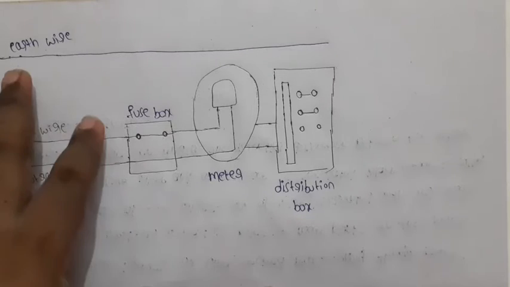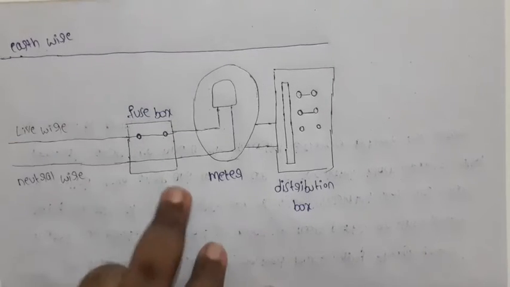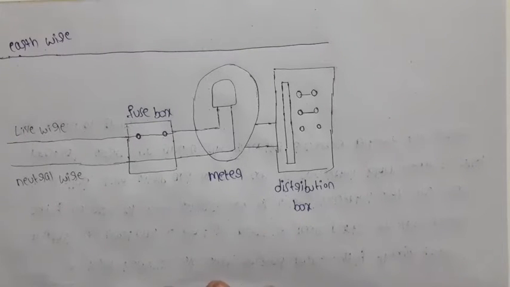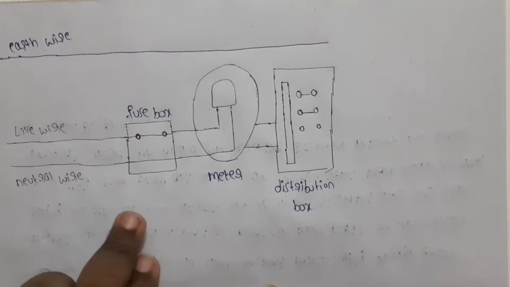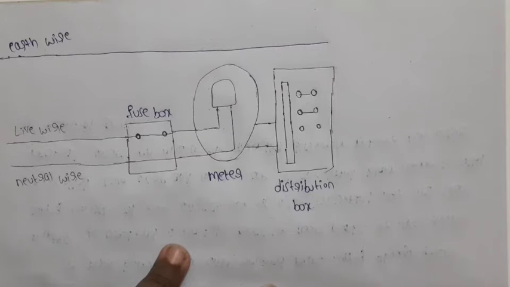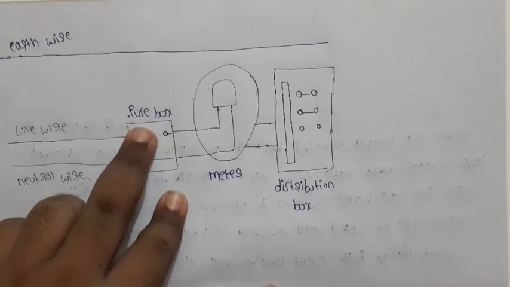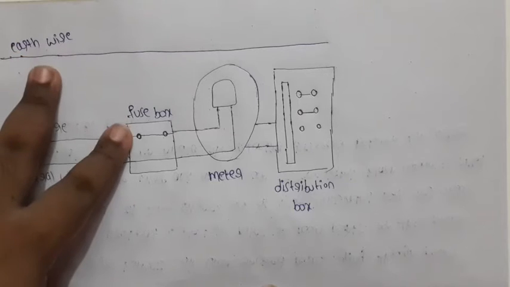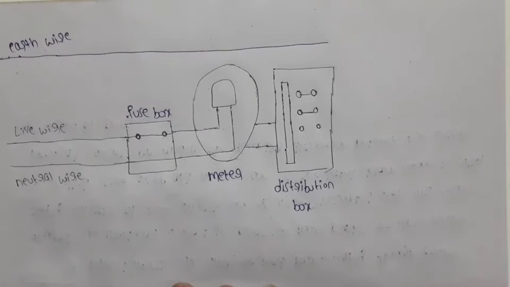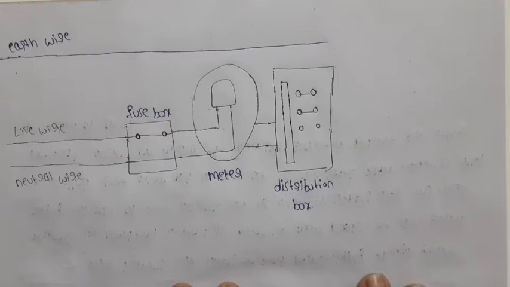The earth wire is connected to a metallic plate that is inserted into the earth. It collects the leakage of current. So this is also one of the safety measures while constructing a domestic electric circuit. The first measure is the fuse box, and the second is the earth wire. These two are the main safety measures while constructing an electric circuit.